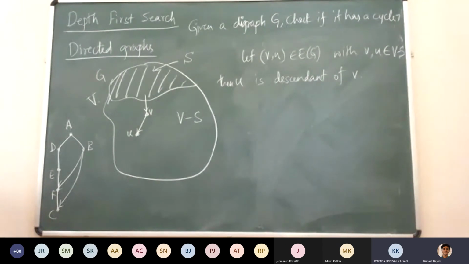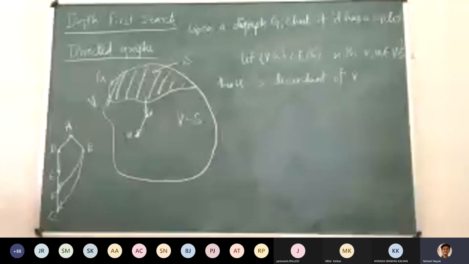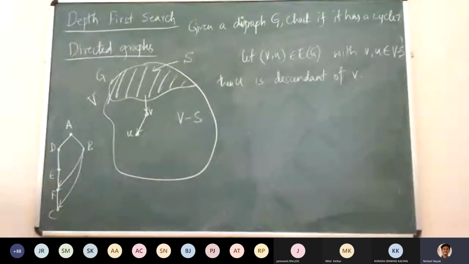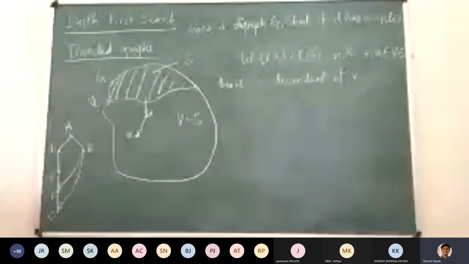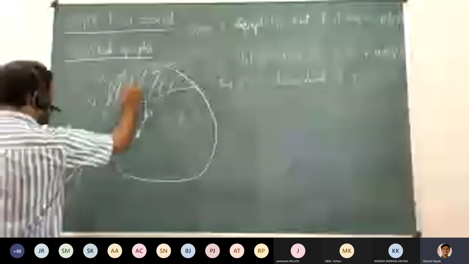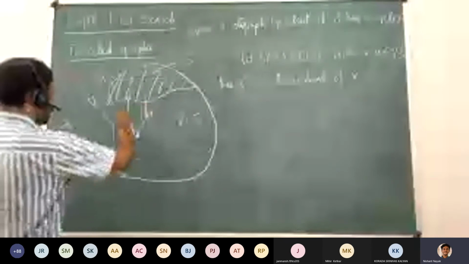So if there exists an edge between V and U, then the DFS algorithm will not backtrack from V back to S in order to find another vertex in S that is connected to U. So there won't be any edge from S that connects to U. No, there can be many edges from S to U. There can be a lot of edges.